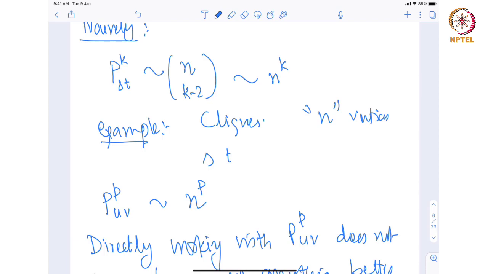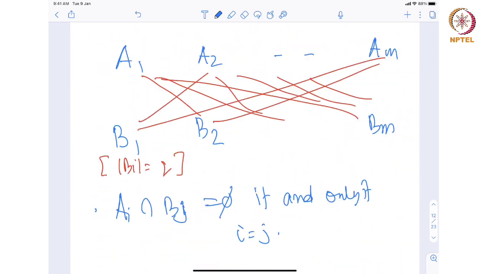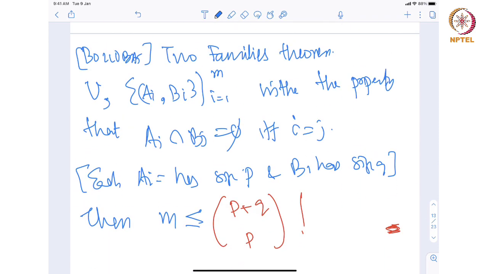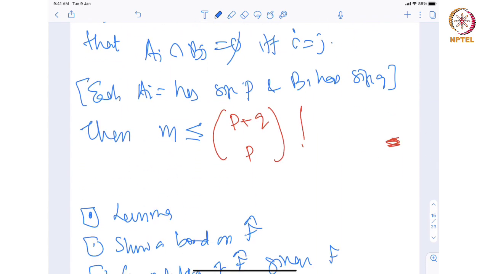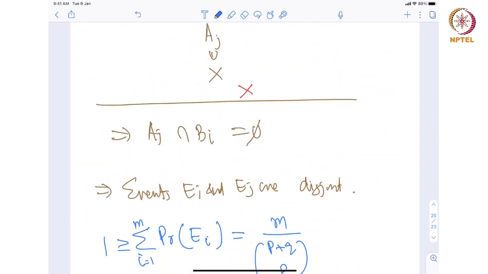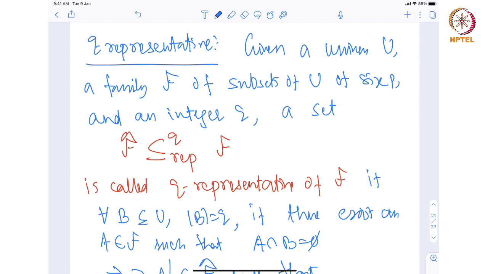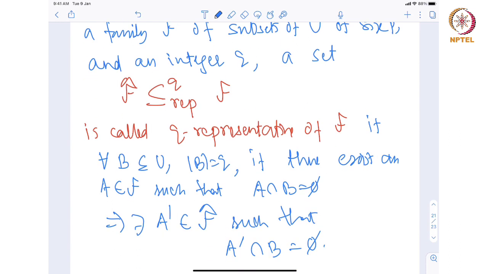Because of this, we got to the notion of what I call a Q representative family, and the heart of it was this two families theorem: given a universe, Ai, Bi and the properties, the number of such sets is upper bounded by P plus Q choose P. We saw the proof, and then we defined the notion of representative. This is the most important definition. You are given a universe and a family of sets of size P, and you would like to compute a subset F hat of it, with the disjointness property: if you give me a set B of size Q, and you can find a set A in my family so that A intersection B is empty, then I should be able to give you A prime in the set I have kept, so that A prime intersection B is empty.